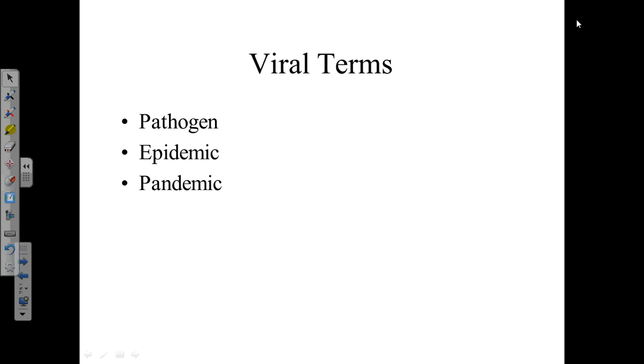How many people watched Contagion, the movie? That's really real. Like that could happen. And if it did happen, it would be chaos because the economy would fall to pieces and it would be ugly. Make sure you know what those terms mean. You're going to see those a lot if you're reading through The Hot Zone.